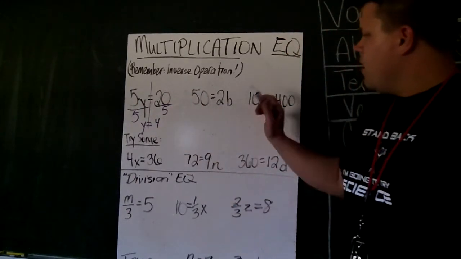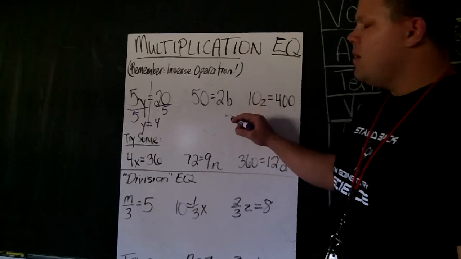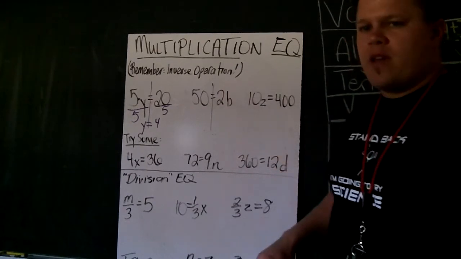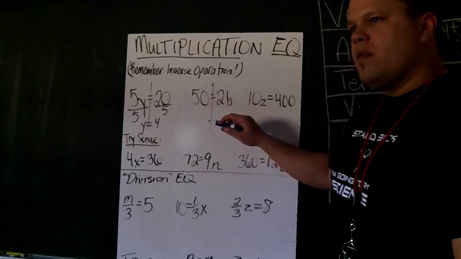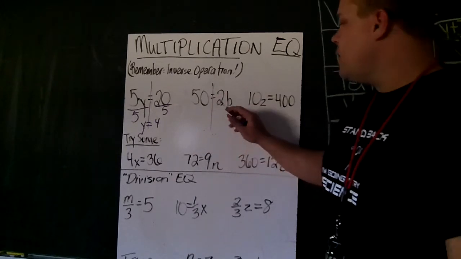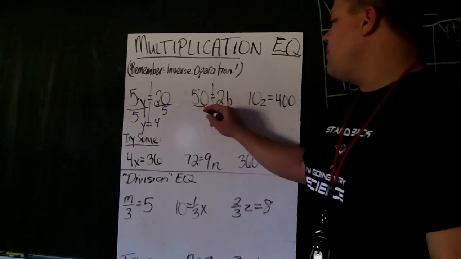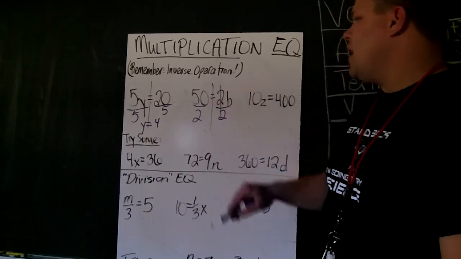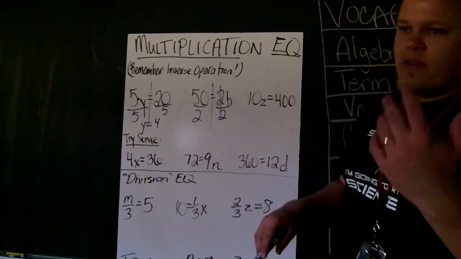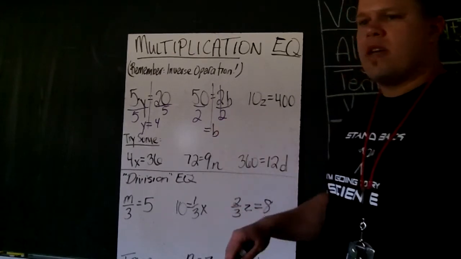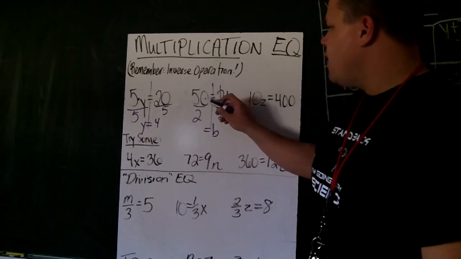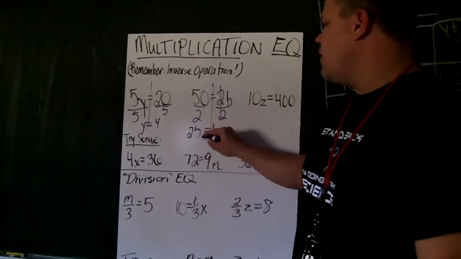Easy stuff. 50 equals 2b. I'm going to split that in half again like we did before. And 2 times b equals 50. The opposite of multiplying by 2 is to divide by 2. So I'm going to do just that. I'm going to cancel these out. You could draw a line through them, or you can leave it alone. It's up to you. I like to draw it out just so I can prove that I did some math work. And 50 divided by 2 is going to be 25.